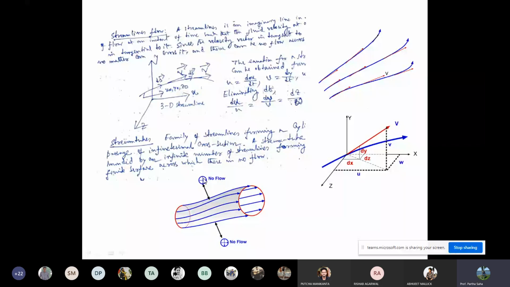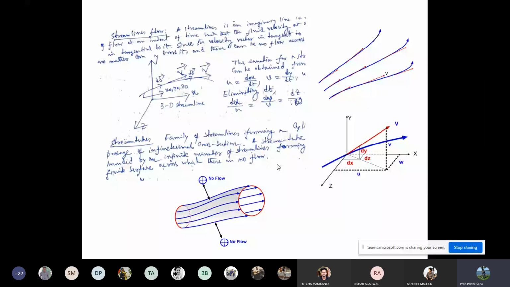Okay, so a stream tube is bounded by an infinite number of streamlines forming a finite surface across which there is no mass flow. That is the definition of a stream tube. A family of streamlines forming a cylindrical passage of infinitesimal cross section. A stream tube is bounded by an infinite number of streamlines forming a finite surface across which there is no flow. That is called a stream tube.